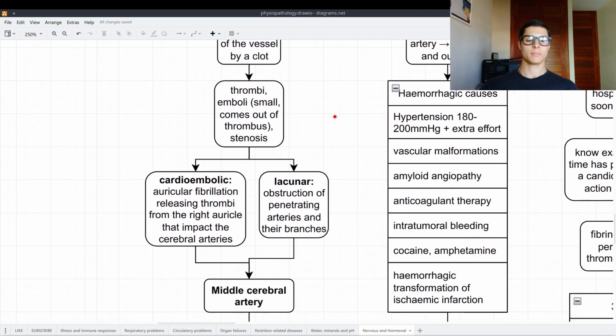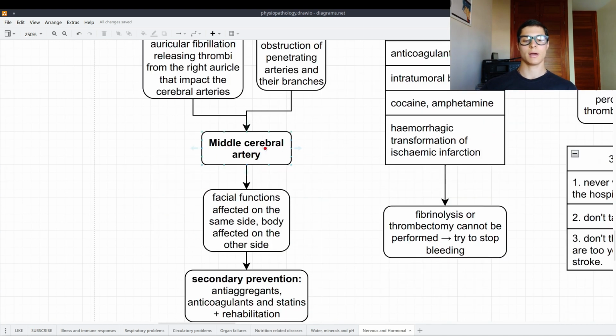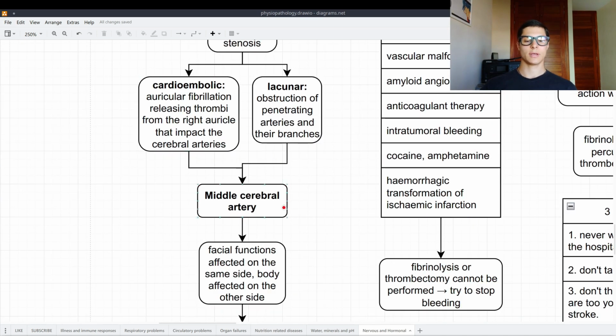The ischemic one can be cardioembolic or lacunar. The cardioembolic is atrial fibrillation releasing the thrombi from the right atrium, which impact on the cerebral arteries. And the lacunar one is an obstruction of penetrating arteries and their branches. Middle cerebral artery. So as you can see, these two both affect the middle cerebral artery, one by an impact and the other by obstruction.